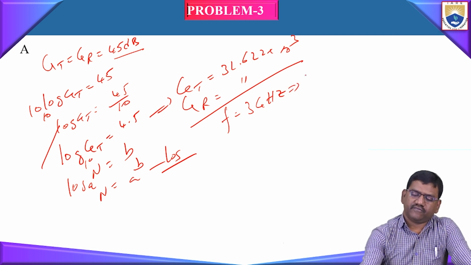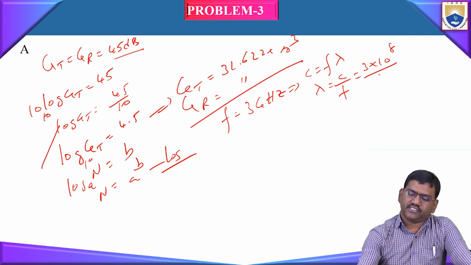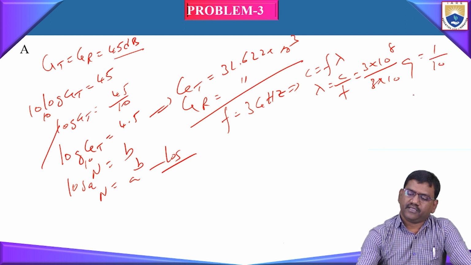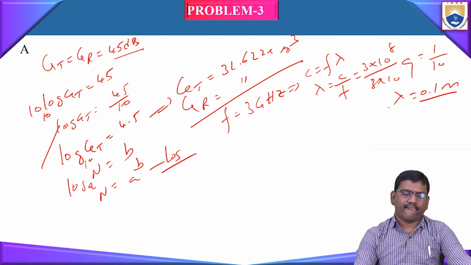Hence, from this equation, we know that C is equal to F lambda, and lambda is equal to C by F. So lambda is equal to 3 into 10 power 8 by, the frequency is given as 3 into 10 power 9 here. So if you simplify this as 1 by 10, you will get 0.1 meters. So this is the lambda value.